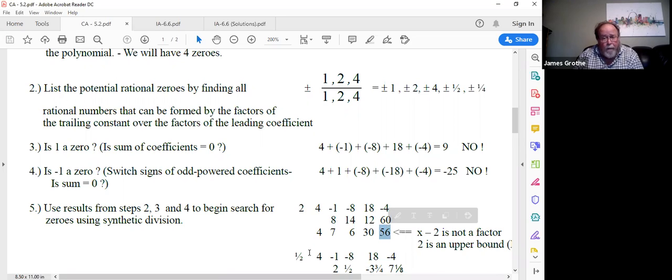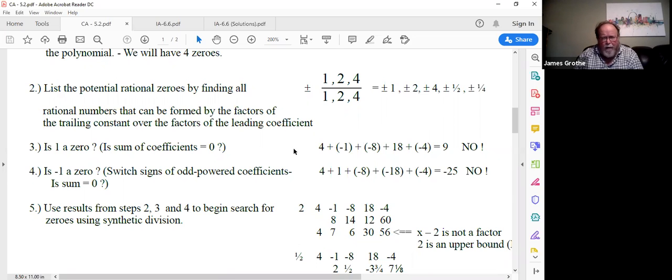But now we might recall I talked about upper and lower bounds. Remember that tells me x minus 2 is not a factor. 2 is not a 0 this time. But because these were all positive numbers on the bottom, that tells me that 2 is an upper bound. I don't have to try any numbers bigger than 2. In this case, we only had 1 possible suspect that was bigger than 2, and that was a 4. So we don't even have to try 4.